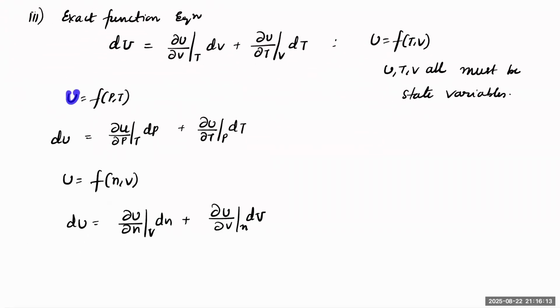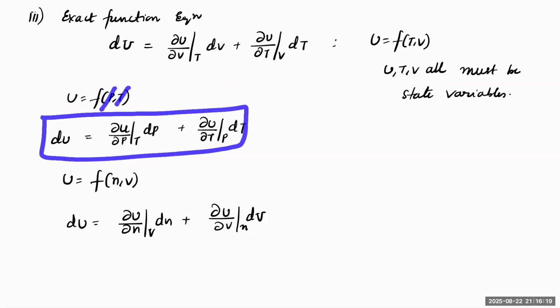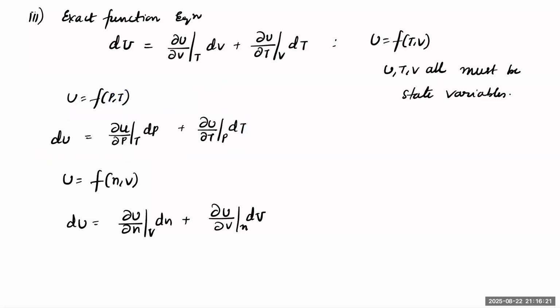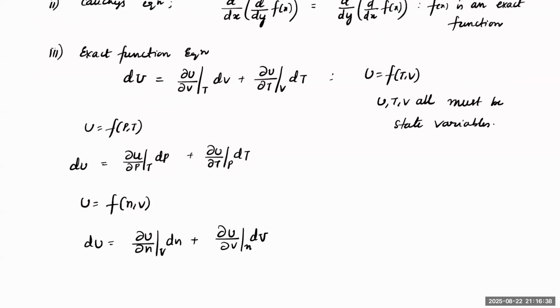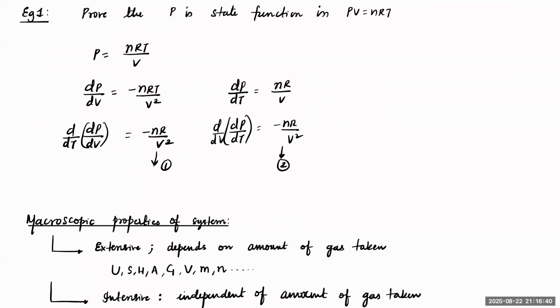Now, suppose the same U is a function of pressure and temperature. Again, this time you can write the same thing, but instead of volume it will be with respect to pressure. And let's say U here is a function of number of moles and volume, so you can write that in terms of number of moles and volume. Here, internal energy, number of moles, and volume are all state functions. Correct? Everybody? Let me show you an example to understand that more easily.